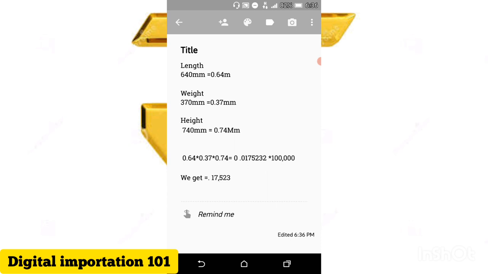So guys, this is how to calculate total CBM for any product. You have to get your length, your width, and your height.